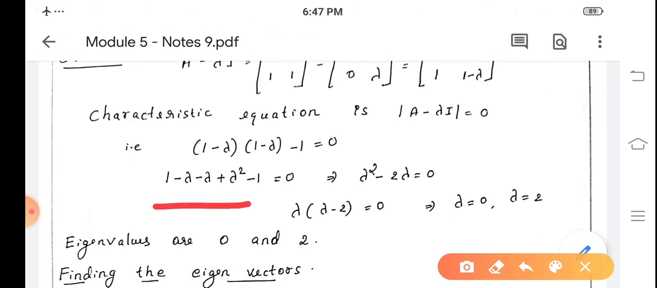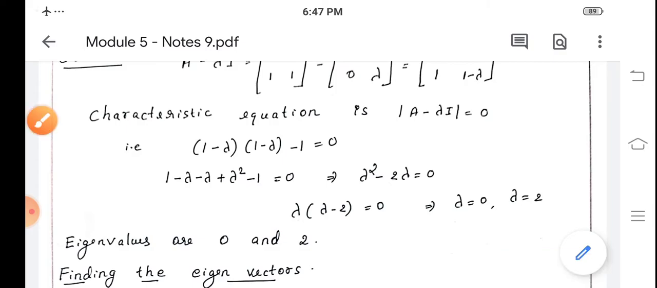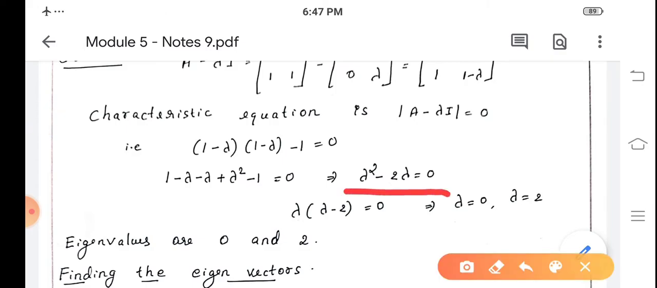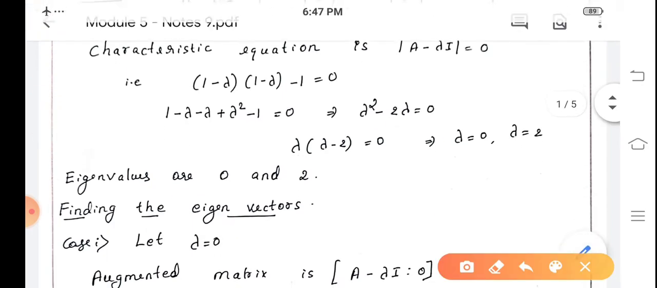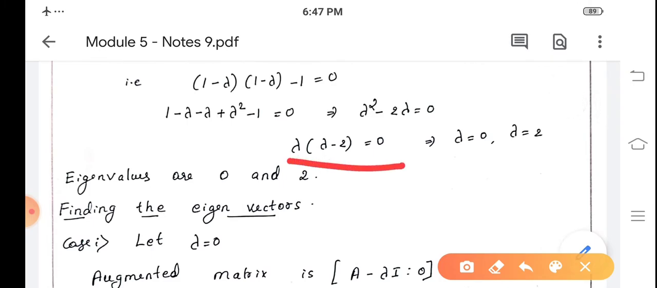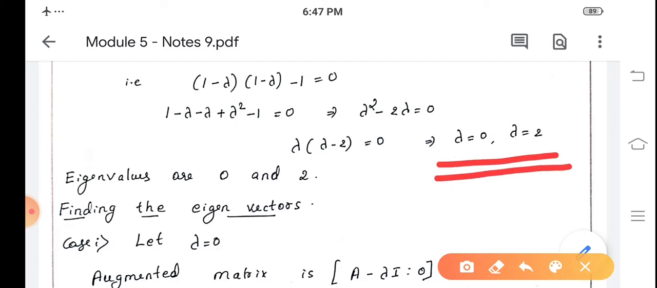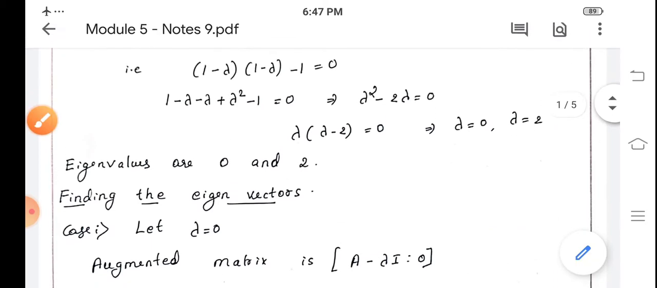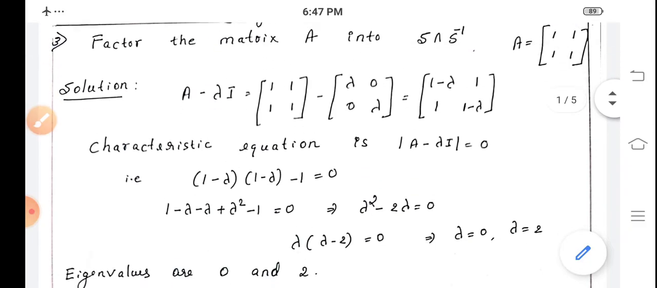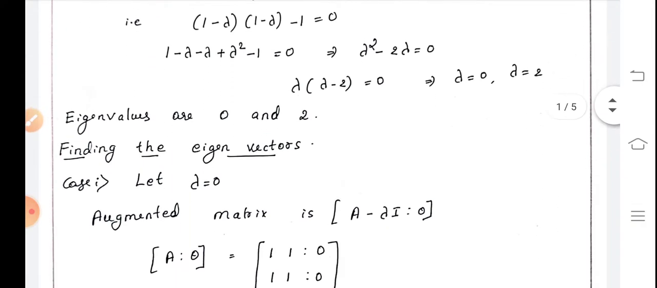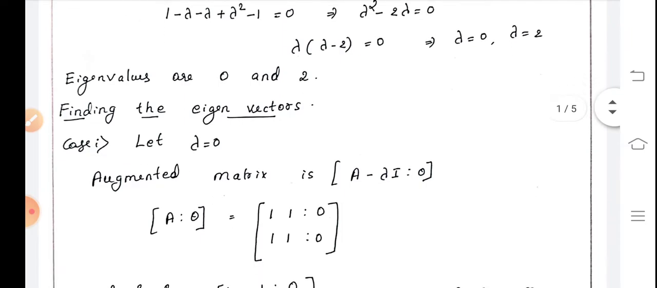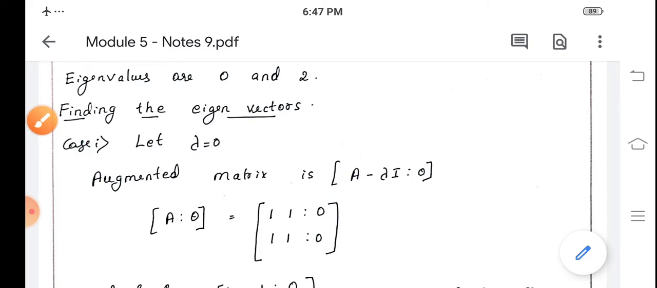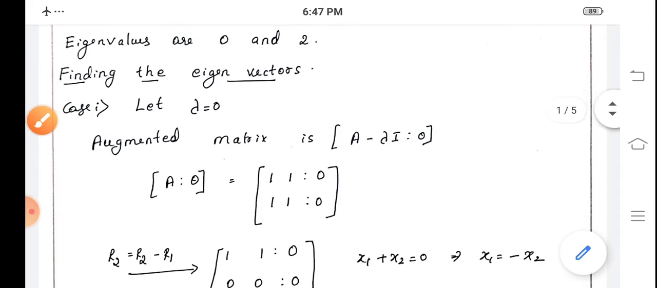That gives 1 minus 2 lambda plus lambda square minus 1 equal to 0, or lambda square minus 2 lambda equal to 0, that is lambda into (lambda minus 2) equal to 0. So we are getting two lambda values, that is lambda equal to 0 and lambda equal to 2. These are the eigenvalues of A. So eigenvalues of A are 0 and 2. Next we are finding the eigenvector corresponding to these eigenvalues. We take the first case, lambda equal to 0 first.